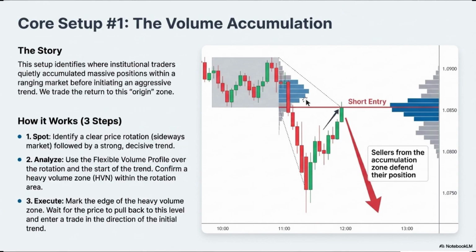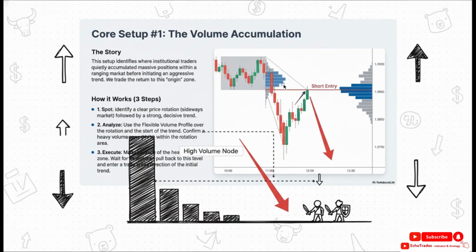We then jump in, betting that those same big players are going to defend their entry points. Let's see this in the wild. Check it out. You see that initial rotation, that sideways chop? Then bam, an aggressive move down. So we draw our volume profile just over that rotation period. And what does it reveal?